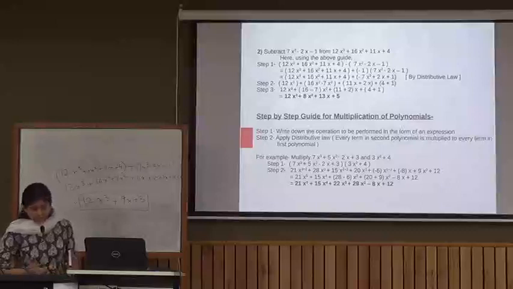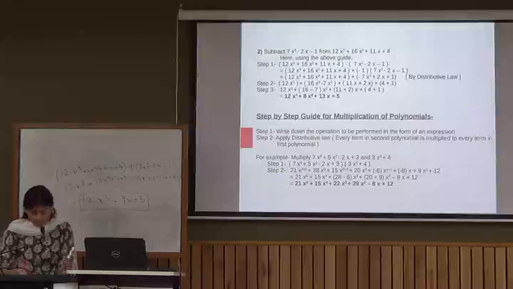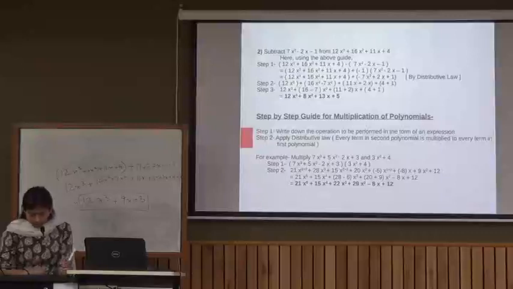Then, using the step-by-step guide, we have step 1, we put both the polynomials separated by brackets, and then step 2, we take every term in the second polynomial and multiply it to every term in the first polynomial, and by doing so we arrive at the result.